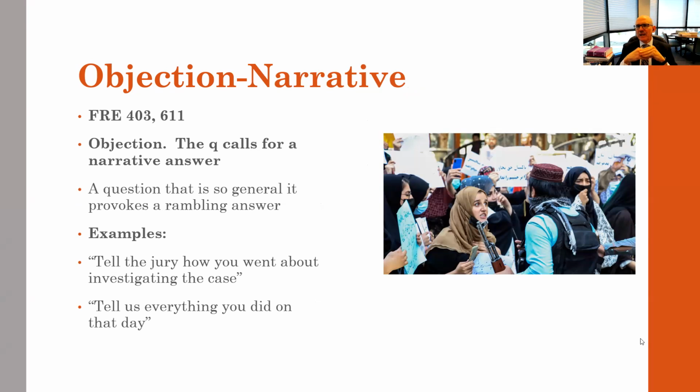All right, now narrative. So the prosecutor has the agent on the stand, and then the prosecutor will go ahead and ask a question like this. This is something that happens in almost every case in the federal system: tell the jury how you went about investigating the case, or tell us everything you did on that day. My gosh. And then the witness goes on and on and on about what happened, about how they went about investigating the case and that sort of thing. Of course, that question calls for a narrative answer.